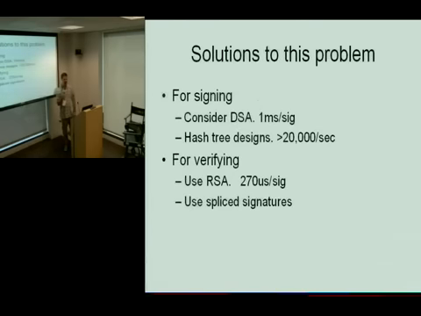So there are a few solutions to this problem. One is you could consider using DSA. DSA signatures are about 10 times faster. You can also consider hash tree-based designs, which can offer much, much higher throughputs. And for verifying, of course, there is a trade-off: faster signing, slower verification; slower signing, faster verification. RSA can verify about 3,500 messages per second. And another one is my research topic, called spliced signatures.